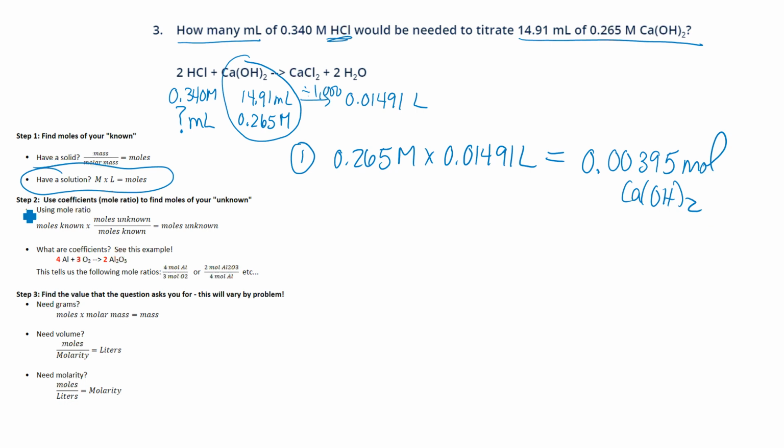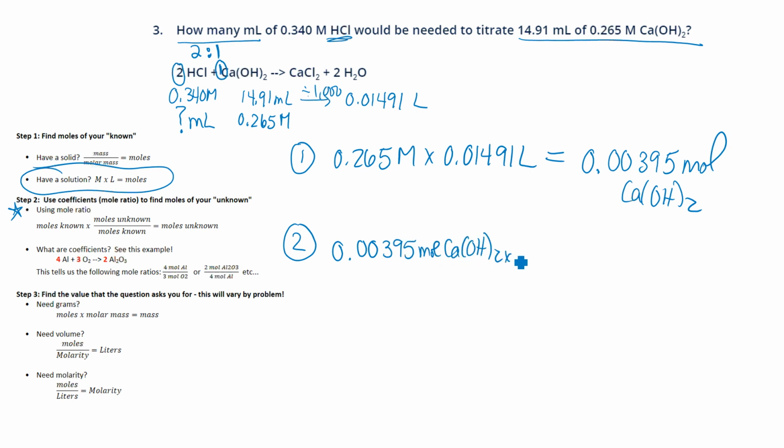Okay. And then step 2 is always going to be use your mole ratio. So in this case, it's a 2-to-1 mole ratio. When there's no number written, you assume that means there's a 1. So it's a 2-to-1 ratio based on my coefficients. I write down the number I just got, 0.00395, moles of calcium hydroxide. Looking at this ratio, for every 1 calcium hydroxide, I need 2 HCl. Notice the pattern here is that whatever unit you start with goes on the bottom of the fraction. So calcium hydroxide goes on the bottom, and the thing that I want to find, HCl, goes on the top. It looks like I need twice as much HCl, so I'm going to multiply this value by 2.